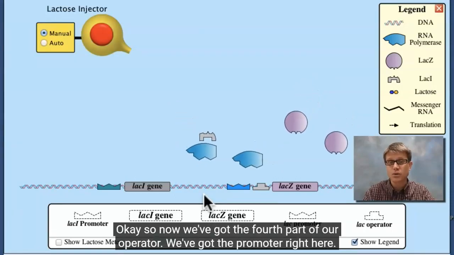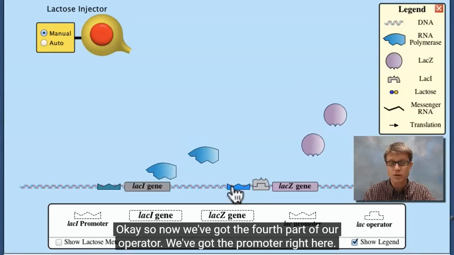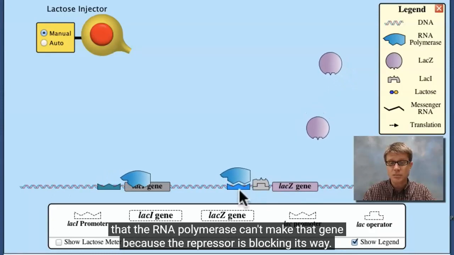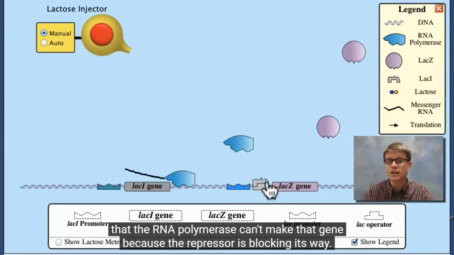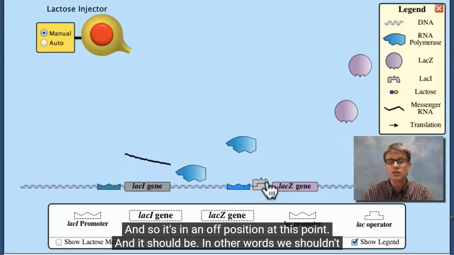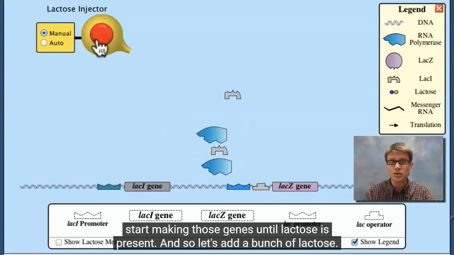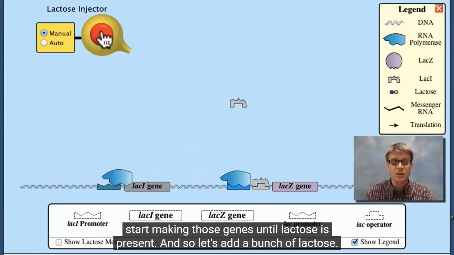Okay, so now we've got the fourth part of our operon. We've got the promoter right here, we've got the repressor, we've got the operator, and now we've got the gene. But you can see that the RNA polymerase can't make that gene because the repressor is blocking its way. And so it's in an off position at this point. And it should be. In other words, we shouldn't start making those genes until lactose is present. And so let's add a bunch of lactose.